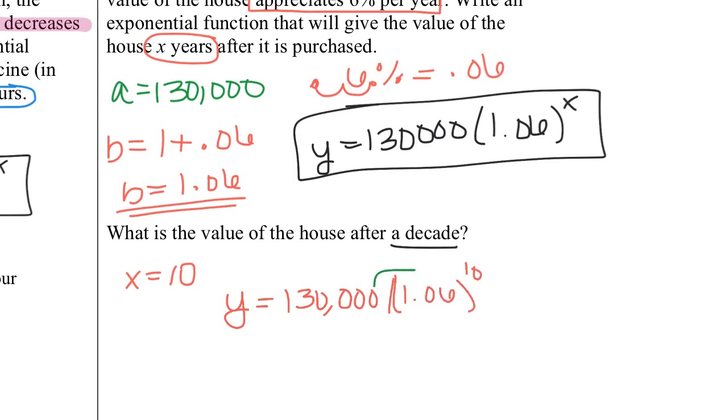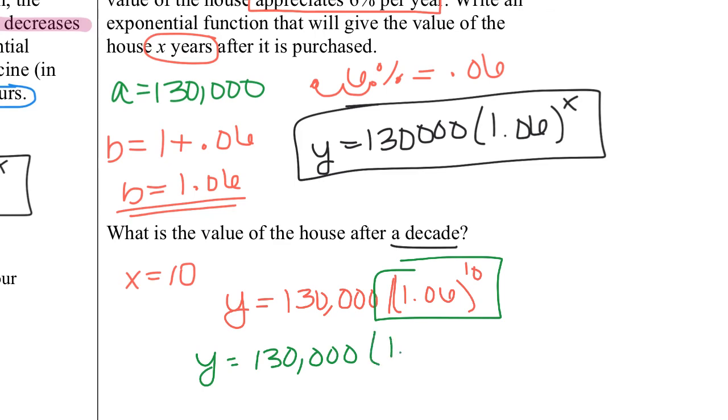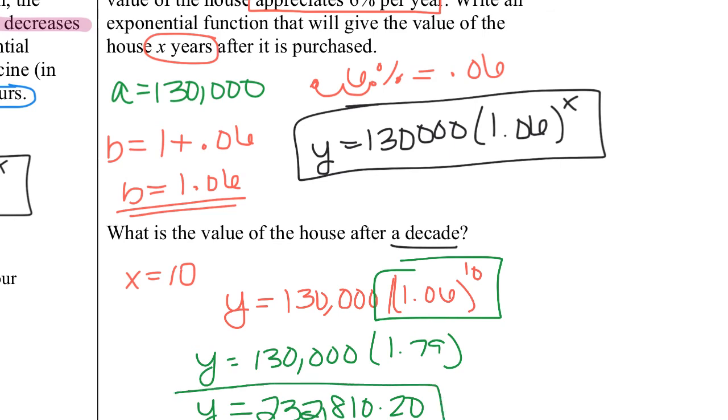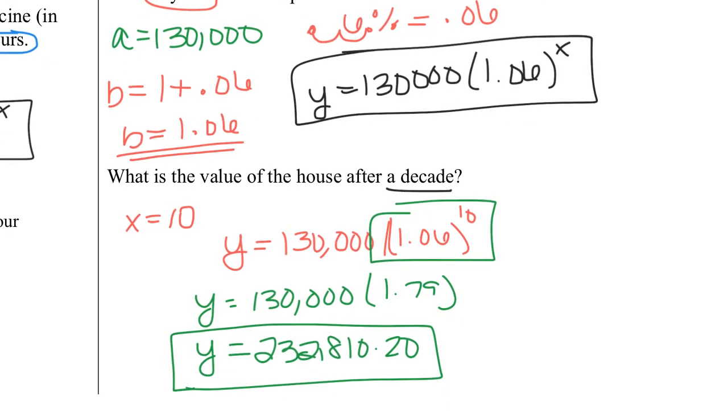Again, use your calculator to help you evaluate the exponent first. 1.06 to the 10th, which will give us 1.79. Then 130,000 times 1.79 is 232,810.20. So the value of the house after 10 years is $232,000.